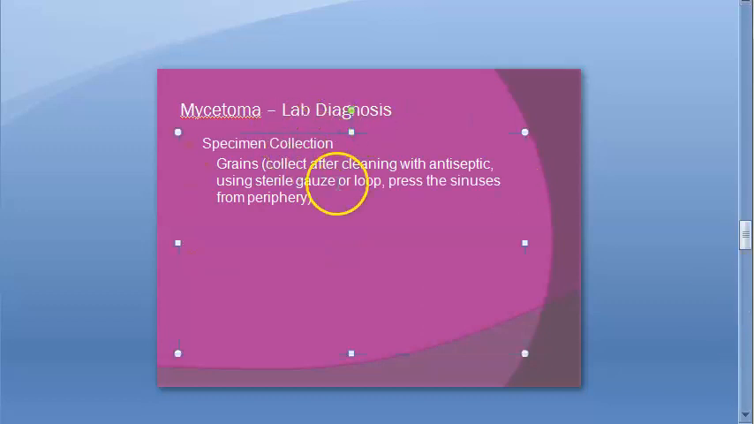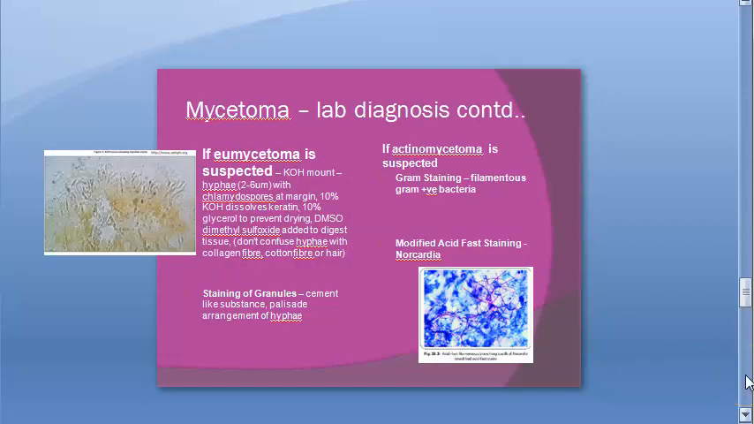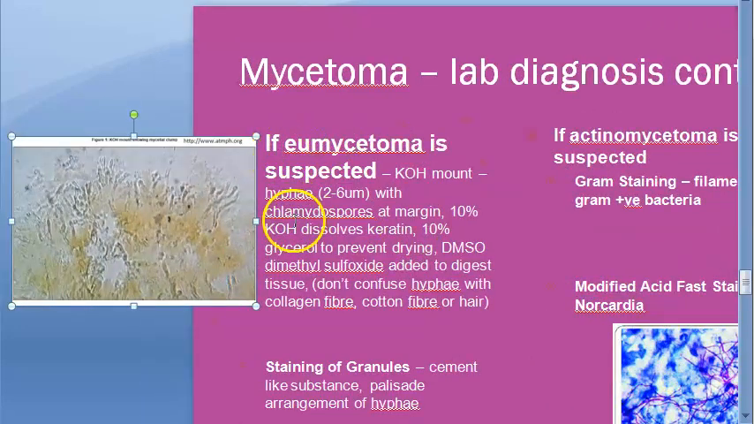Lab diagnosis, you will collect the grains from this discharge. Then you will directly examine it under the microscope. You will see black granules or red granules. Here, actually, it's not direct examination. They have done H&E stain. Okay. You can do a KOH mount if you suspect Eumycetoma. You will see the hyphae with chlamydospores at margin. Very specifically, they have mentioned hyphae with chlamydospores at margin.